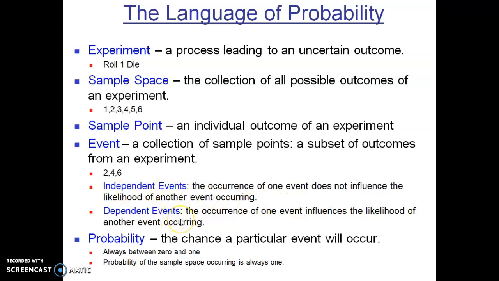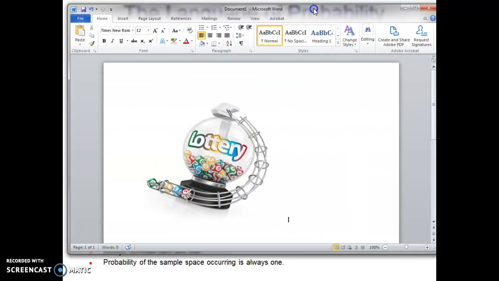In contrast, dependent events are where the occurrence of one event does influence the likelihood of another event occurring. And an example of that would be the lottery. You've probably seen this little machine where you have balls blowing around in here and then they'll pop out. If we run the lottery machine, let's say there's 50 balls in here, the probability of the first ball coming out is 1 out of 50. But when we run the machine again, the probability of the second ball is actually 1 out of 49 because we've removed the first ball.